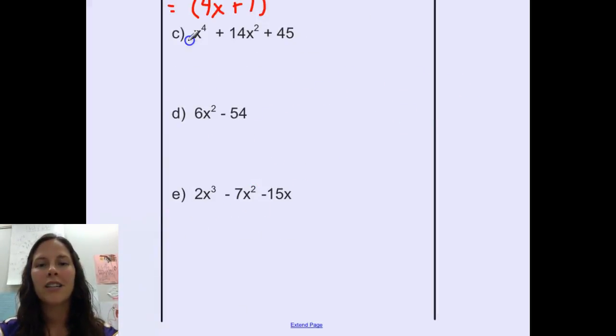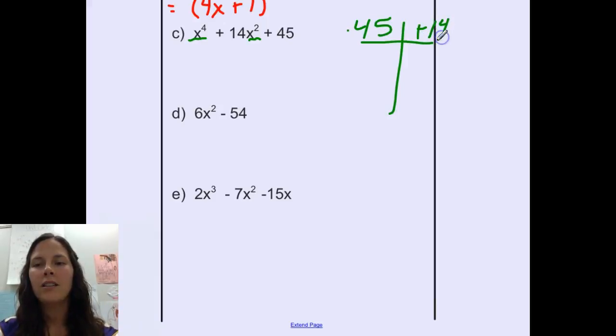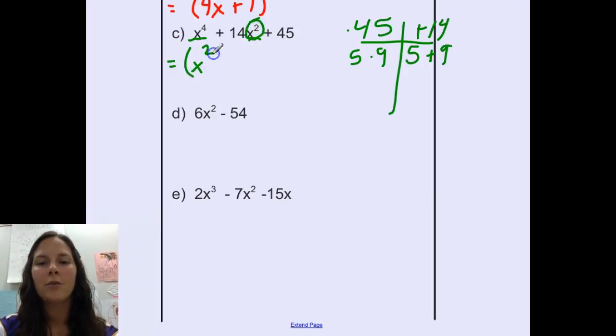Part C, this is actually a T-chart method because this first term is the square of the second term. So we're looking for what numbers multiply to 45 and add to 14. We get 5 times 9, and 5 plus 9 works as well. When we factor this, we use the value from that second term. So we're going to factor this into x squared plus 5 and x squared plus 9.